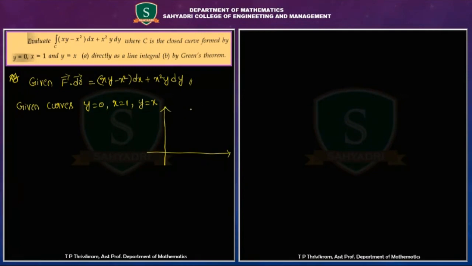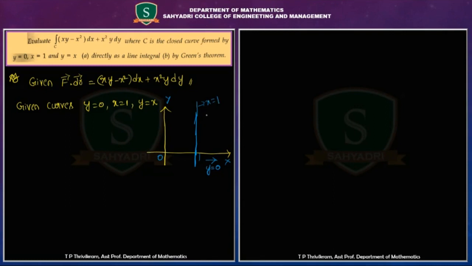So what is x equal to 0? This is the x axis, right? So the x axis is nothing but y equal to 0. Similarly x equal to 1, where will it come? Here, right? Somewhere at that x value. So you have to draw the equation of that line. It's a parallel line to the y axis. So this is nothing but x equal to 1.